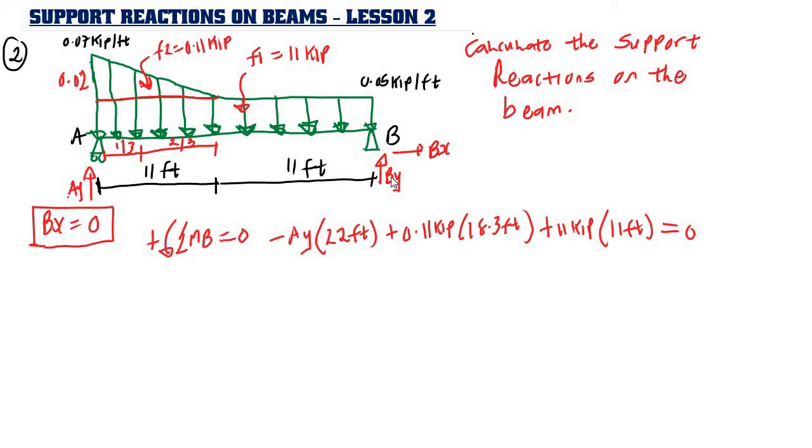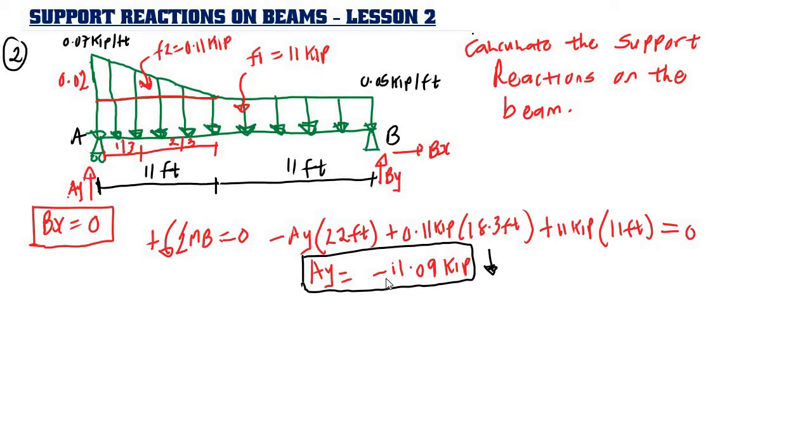If you use your calculator, you're going to get AY is equal to negative 11.09 kip. So this is going to be the value of AY. As you can see, we are having a negative value. Because we're having a negative value, meaning our assumption is wrong, meaning this force is acting downward. So let's find the remaining force, By.